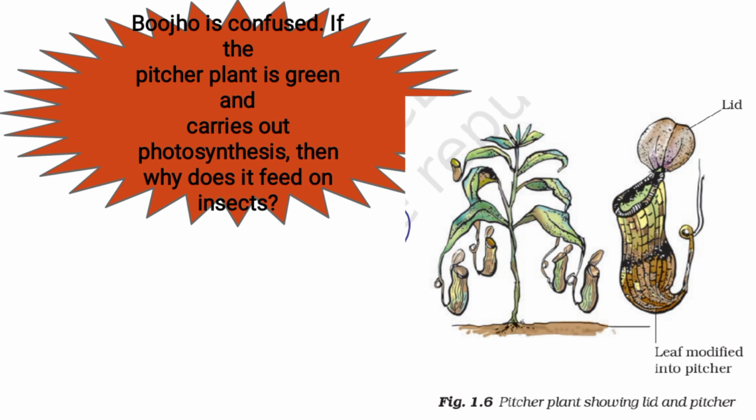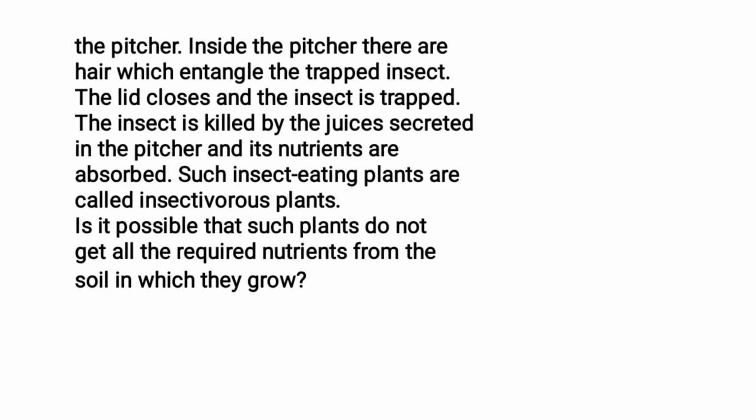Buju is confused. If the pitcher plant is green and carries out photosynthesis, then why does it feed on insects? Yes, as I told you many times, photosynthesis also takes place and that plant can prepare its own food, but still there are some nutrients which can't be provided to those plants by photosynthesis. So these plants depend on the insect for those nutrients, so they trap them, digest them and take up those nutrients. So this was about the insectivorous plants.